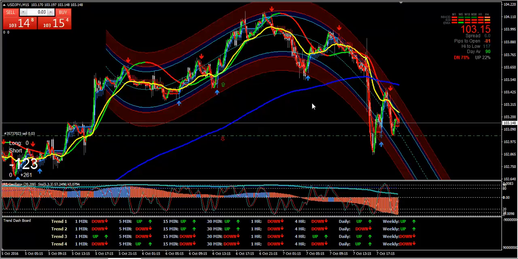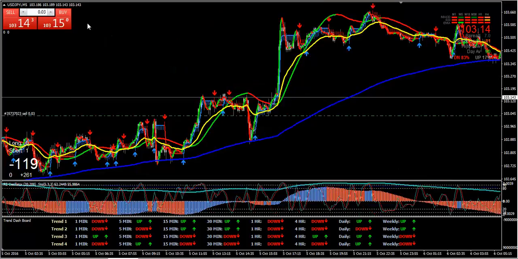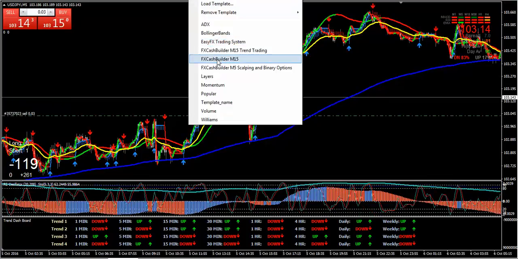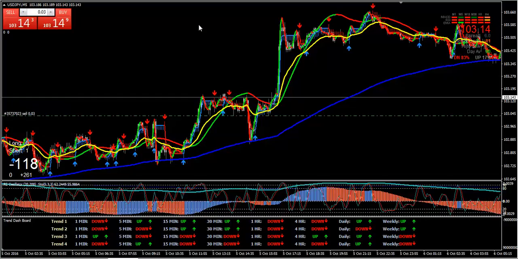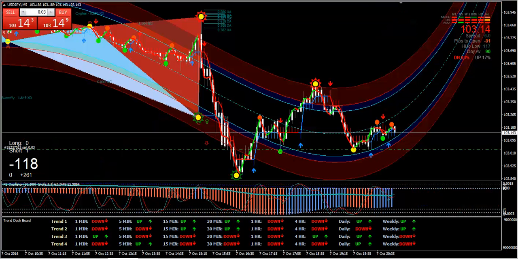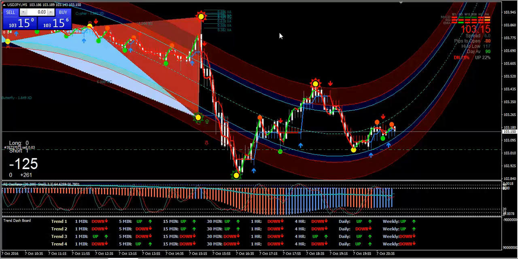Okay, as far as the trend trading slash swing trading goes, the next setup that we have for you, ladies and gentlemen, is the binary options or the scalping, and I'm switching my template over to that right now. Okay, now with binary options or scalping, we basically left all the indicators in here, except we took out the EMA lines, I believe.